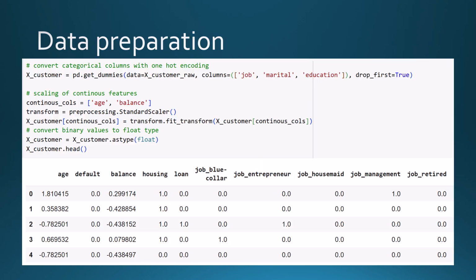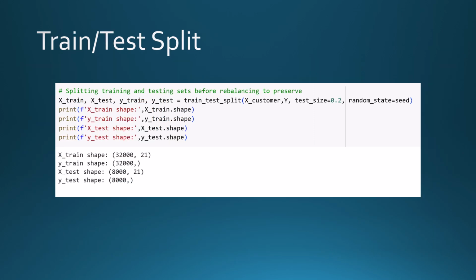To prepare the categorical data, one-hot encoding was used to convert each category to binary values. Standard scaler was used to normalize the continuous data columns. All columns were then converted to type float. Before rebalancing, the data was split into train and test sets to preserve the test set in its original imbalanced state for later evaluation of the model. The data was split with 20% set for testing and the remaining 80% for training.